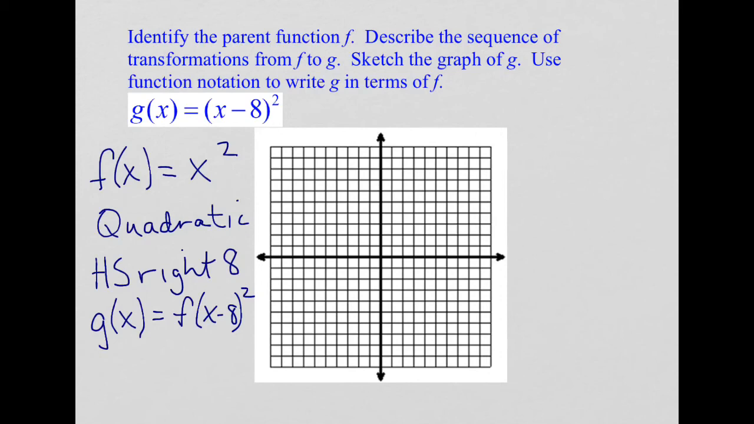Okay, let's graph this. We know it's a transformation and it moves to the right 8. So my vertex is right here. Okay, then I just start putting numbers in. So if I put in 9, that's going to be 1. If I put in 10, that's going to be 4. And I know since it's a quadratic, all of these points reflect. So that means I have a point here, and I have a point here. And I have my quadratic.